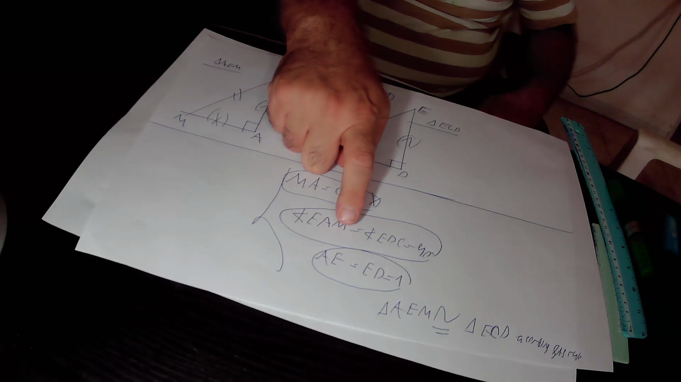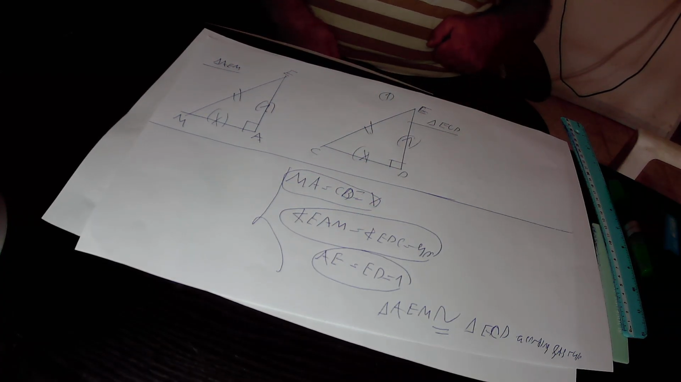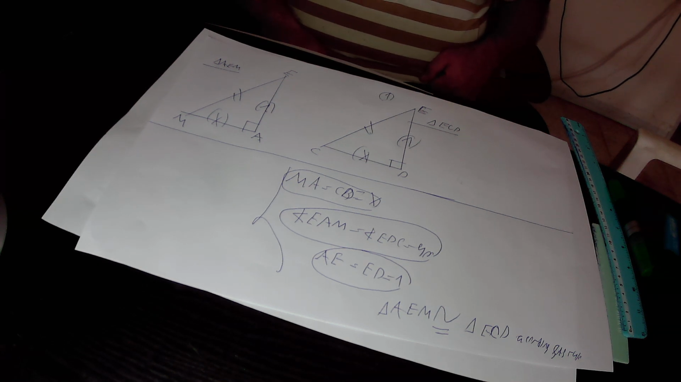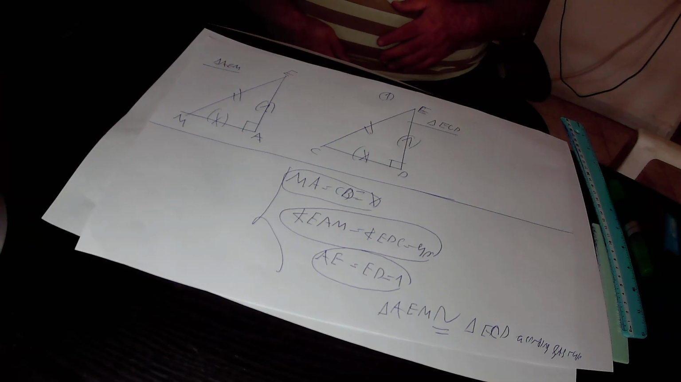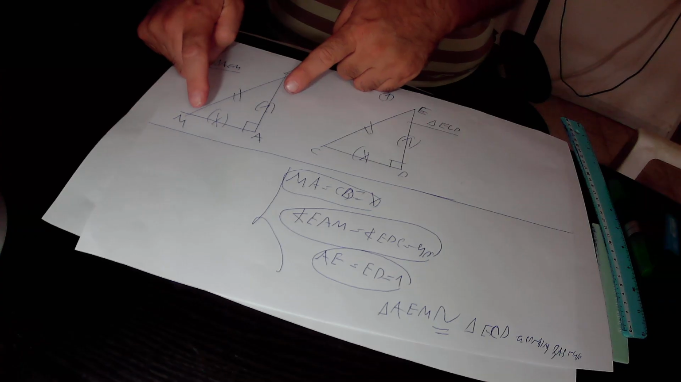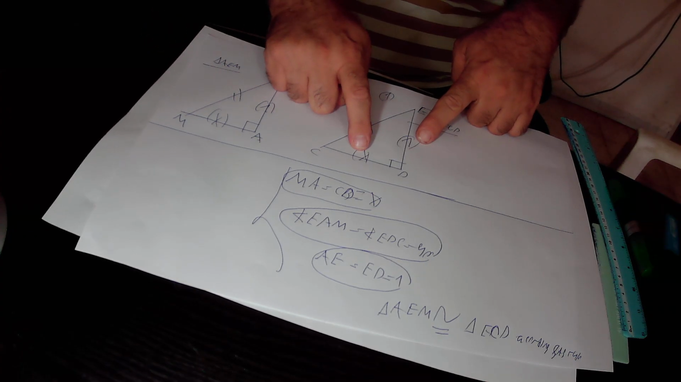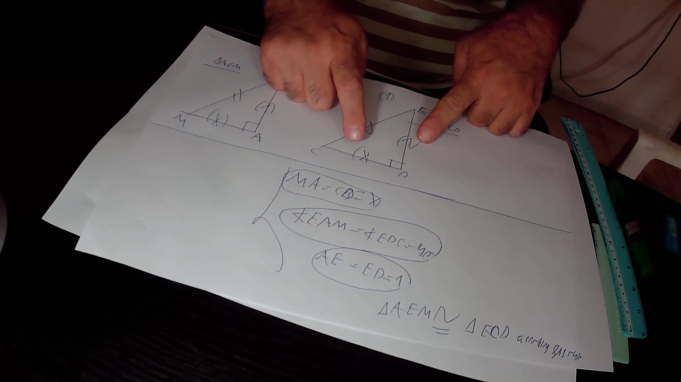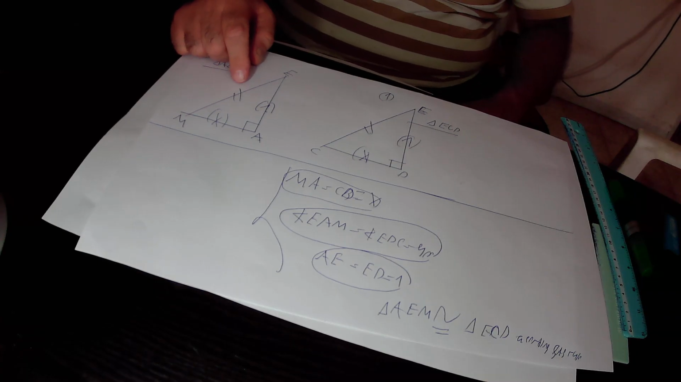Again, EA equals ED equals 1, so they are both equal to 1 and therefore equal to each other. So those two right triangles are congruent to each other according to the side-angle-side rule. That is to say, those two sides and the angle included between them in the right triangle EAM are correspondingly equal to those two sides and the included angle in the right triangle EDC. Therefore, those two right triangles are congruent according to the side-angle-side rule.